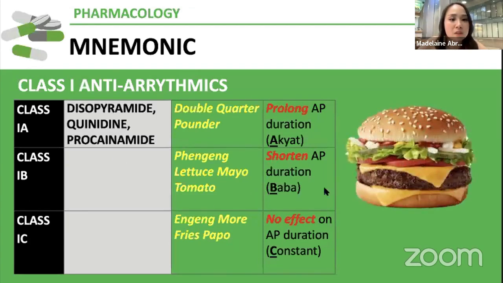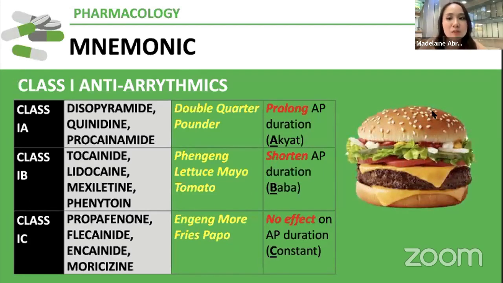Mnemonic. Kung di pa kayo nag-dinner, gugutumin kayo sa burger na to. Double quarter pounder, lettuce, mayo, tomato, kasi phenytoin. Dami kasing P para madaling tandaan. So NK9, more fries, papo. Yung papo is propafenone.